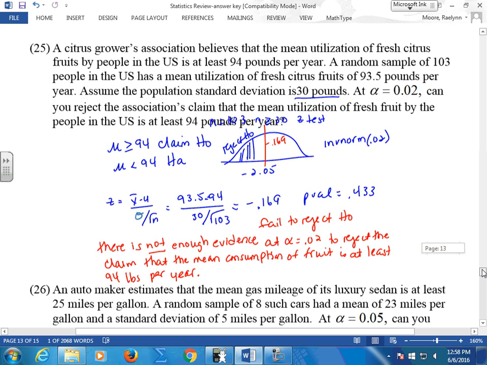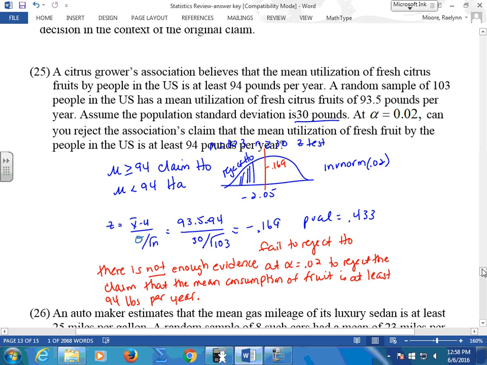So you find your claim. A citrus grower association believes that the mean utilization of fresh citrus fruits by people in the United States is at least 94 pounds per year. At least is what in a math term? Greater than or equal to. Make sure you put the equal sign on that one. That's the H0. The HA is the one without the equal sign. That's the one that gives you the tail. So I have a right tail test. So now I need to find this cutoff value.